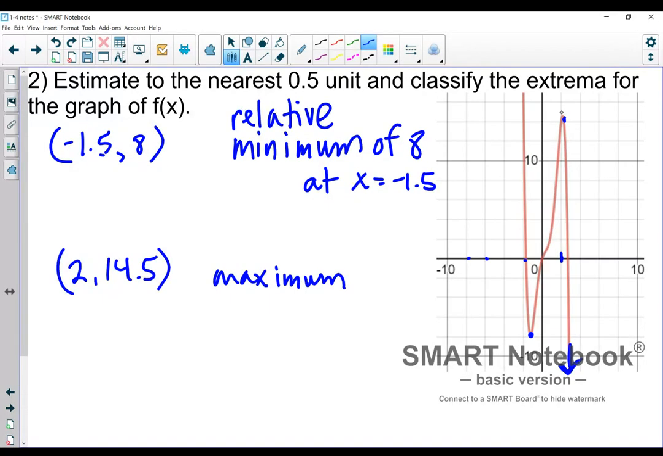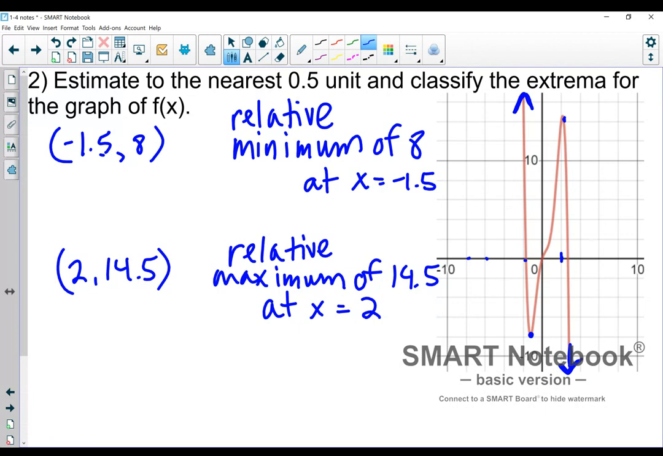So when I'm looking to see if there's a higher point on the graph, I see that this one over here goes up and up forever. So I'm going to call it a relative or local max. And we want to remember again that the maximum is actually the 14.5, and it occurs at x equals 2.